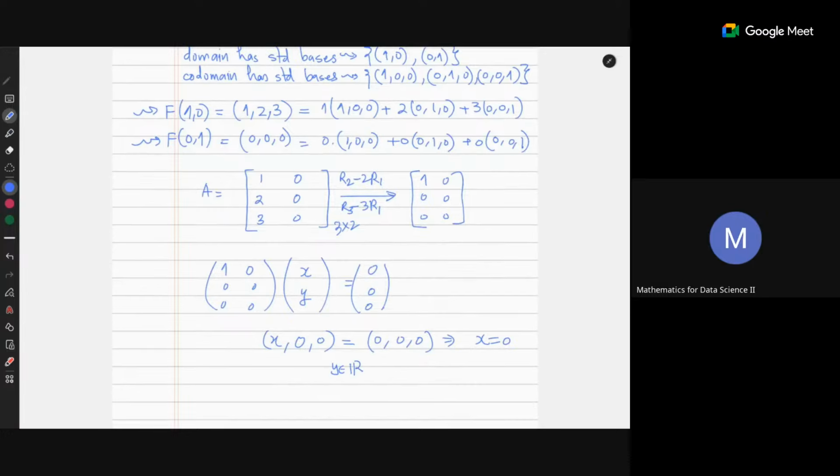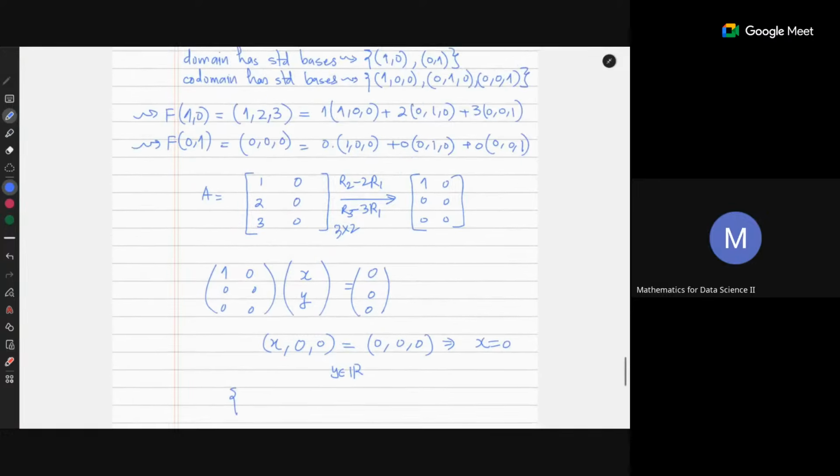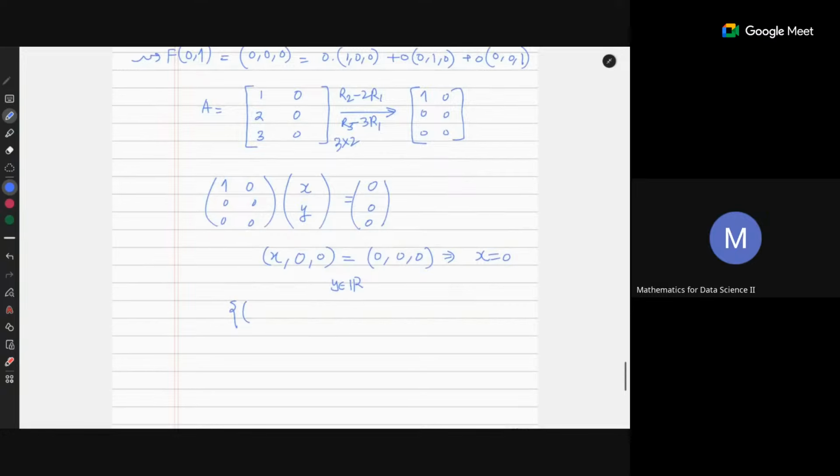So y can vary in R. So my kernel is 0, comma y, where y is in R. This is my kernel of f.